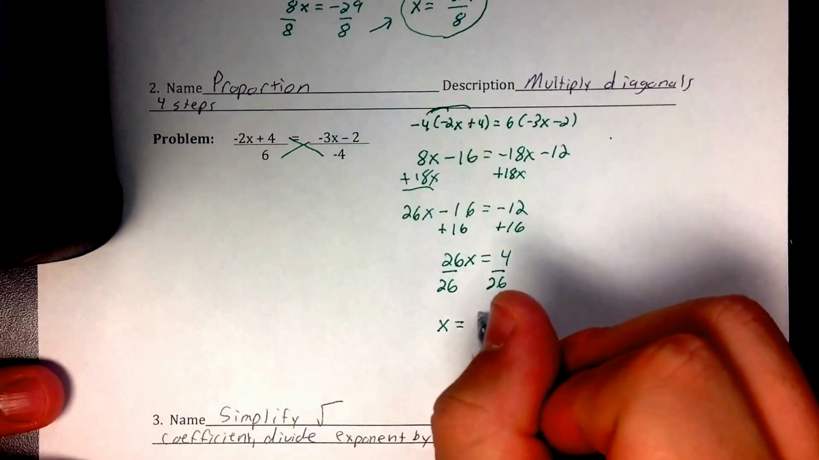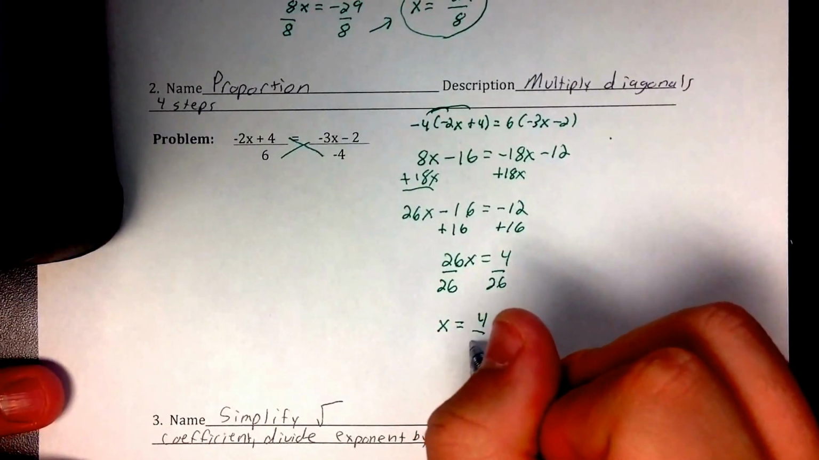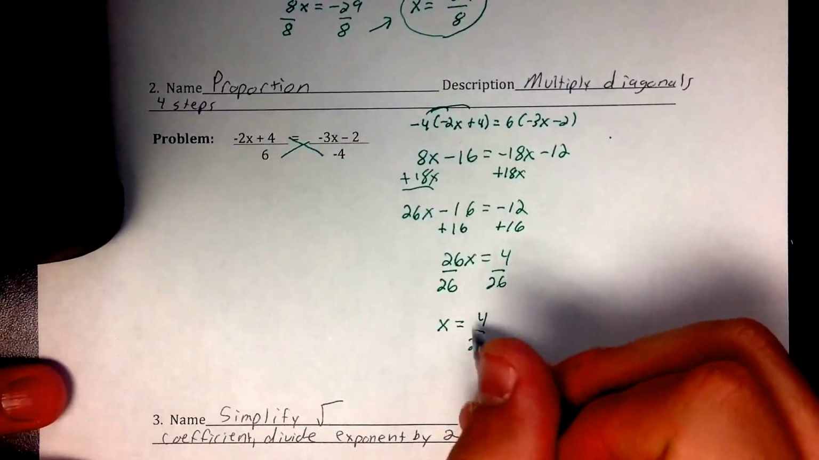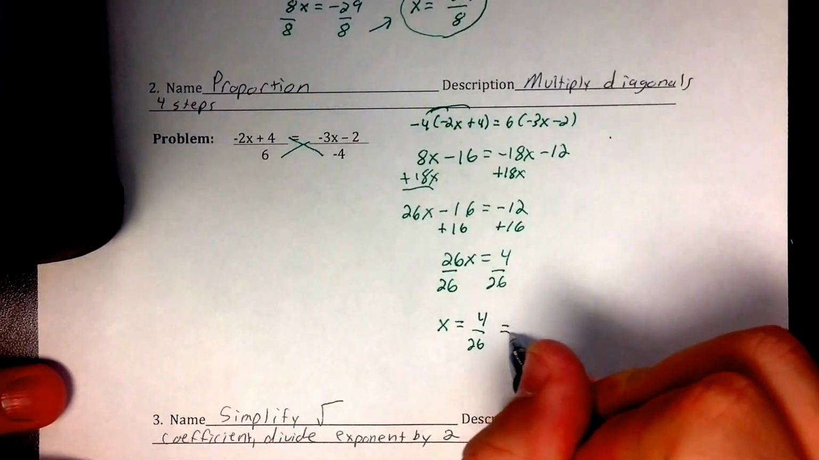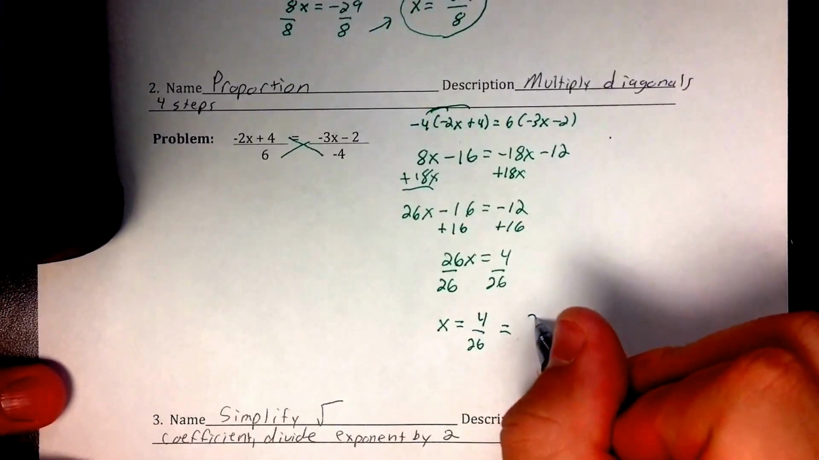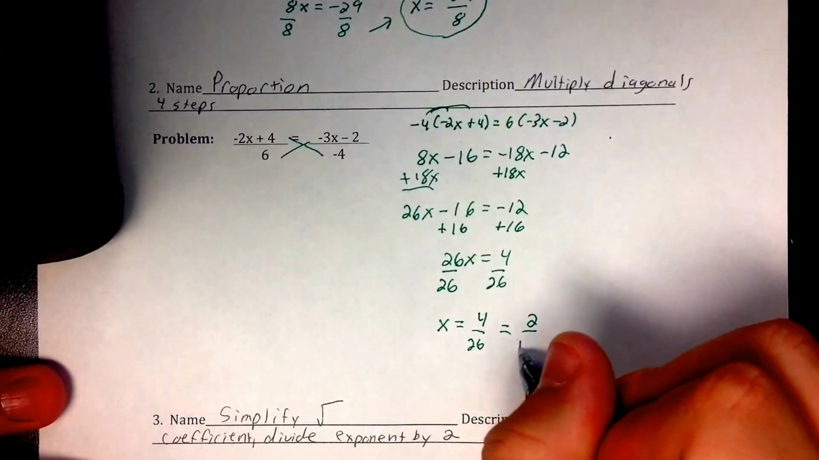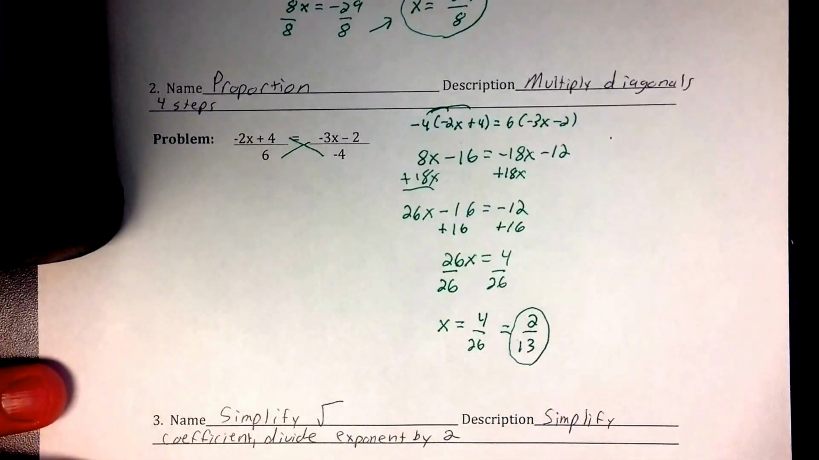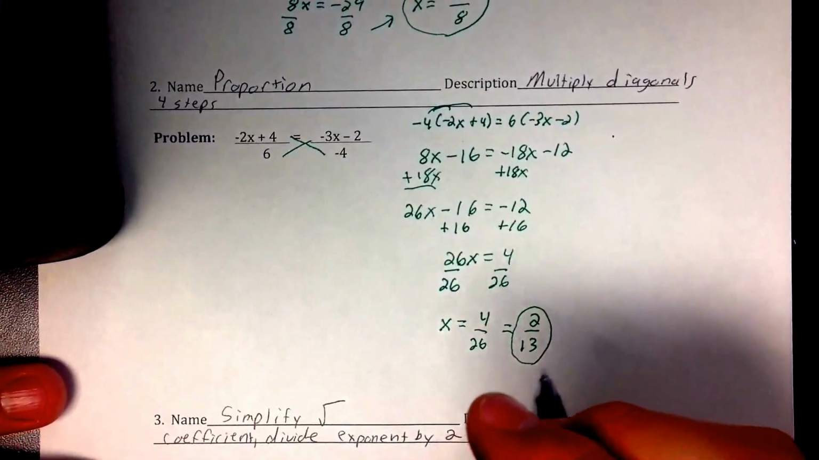Now 26 doesn't go into 4 evenly, so it is a fraction. However, 2 does go into both of these numbers. So if I take 2 out of each of them, 4 divided by 2 is 2, 26 divided by 2 is 13. So 2 over 13 is the best answer. 4 over 26 is acceptable.